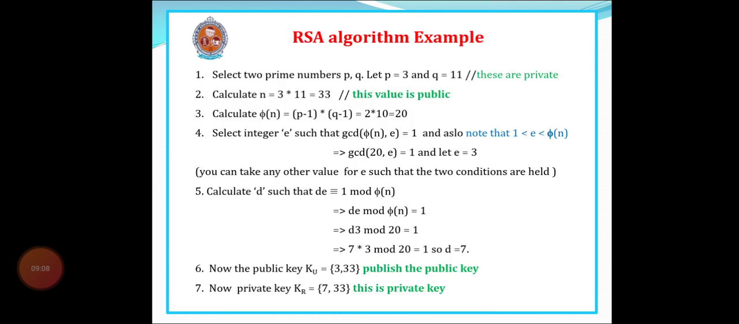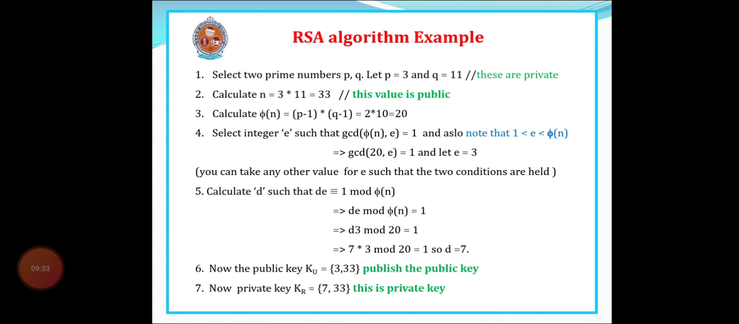This is about the security of the RSA algorithm. Now coming to the RSA algorithm example. First of all, select two prime numbers p and q. Let p equal to 3 and q equal to 11. These two are prime numbers and they are private. Now calculate the n value. N value equal to 3 star 11, that is equal to 33. This value is public. The N value 33 is public.